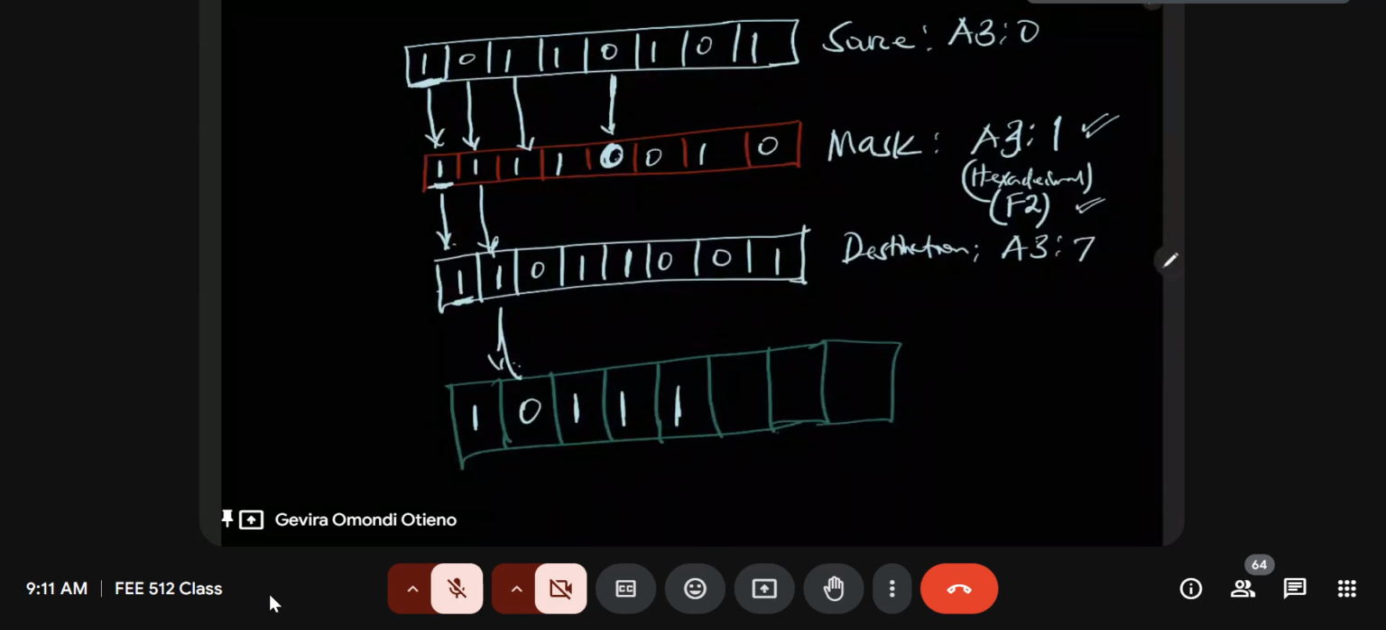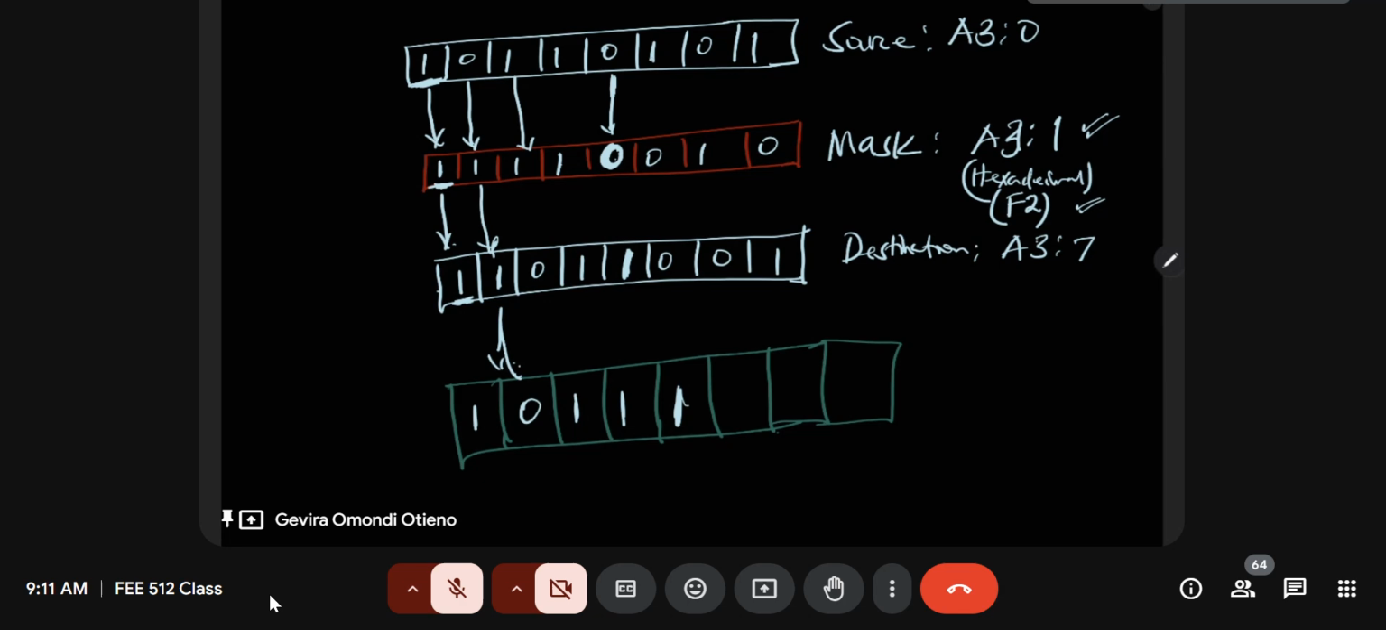The mask is a 0. The mask with a 0 means block that move instruction. So it means that 0 is not moved to the destination. Whatever was existing at the destination at that point, which is this bit here, is what we'll still have. So we are not overwriting or replacing that bit. It remains the same. Let's go on to the next one.